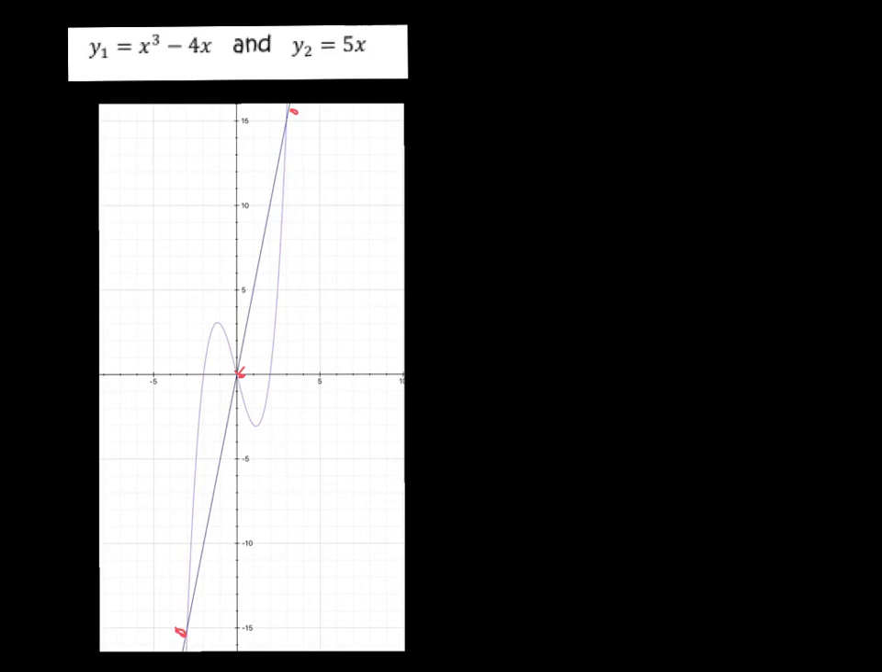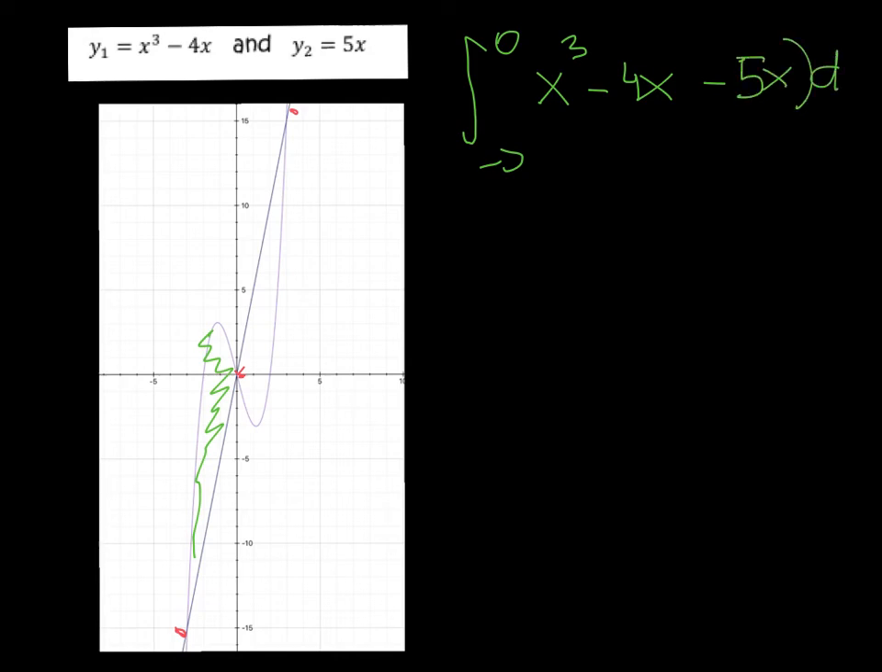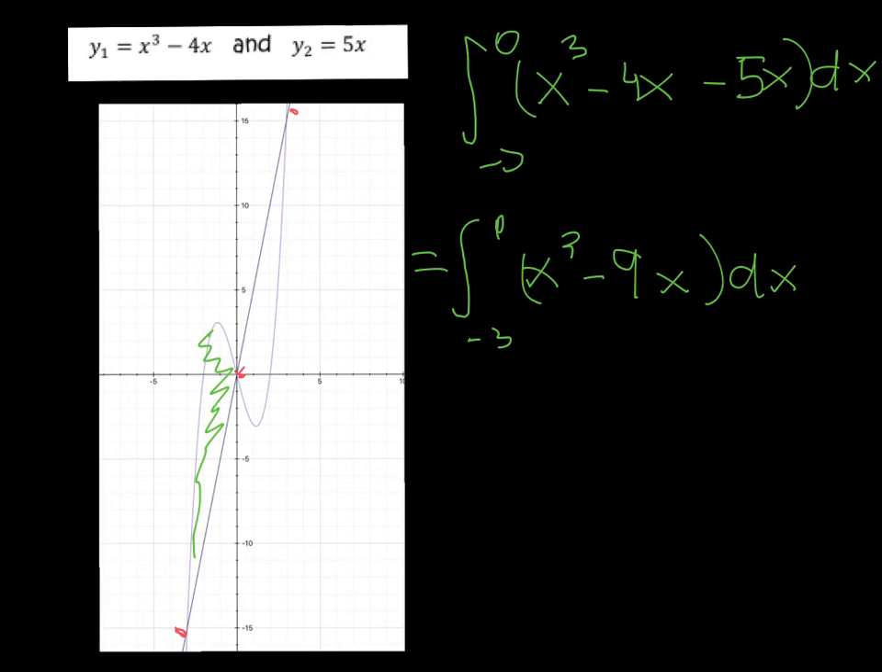So what you have to do is obtain first this area over here, which is going to be the integral from -3 to 0 of the upper function, which is x cubed minus 4x, minus the lower function, which is 5x, times dx. And we can simplify this as the integral from -3 to 0 of x cubed minus 9x times dx. And this will be the first area.